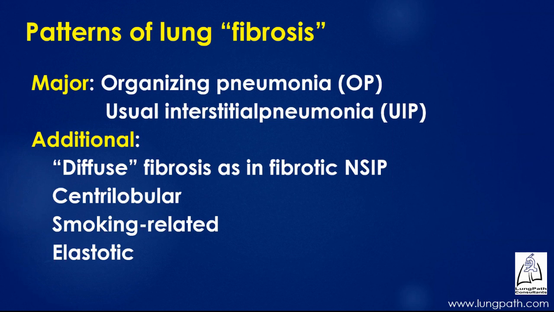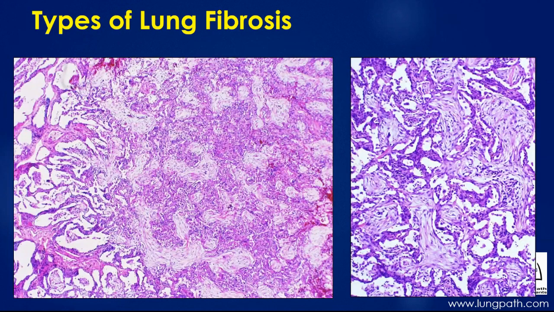But I want to talk about some other patterns of fibrosis in the lung that a pathologist should be at least familiar with, if not able to identify on a slide. That is the diffuse fibrosis as seen in fibrotic NSIP, centrolobular fibrosis, smoking-related fibrosis, which is extremely common once you realize to look for it, and elastosis or elastotic fibrosis.